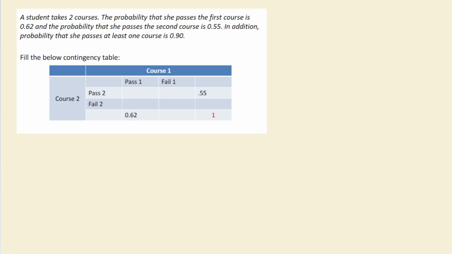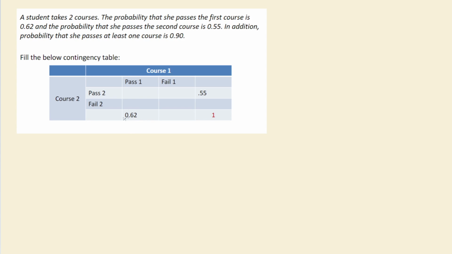All right, so let's look at an example of conditional probability to solidify that notion. Here we have an example where a student takes 2 courses. You can imagine this is Calculus 1 and 2. The probability that she passes the first course is 62%, and the probability that she passes the second course is 0.55. In addition, the probability that she passes at least one course is 90%. And so we're asked to fill in the contingency table at the bottom.